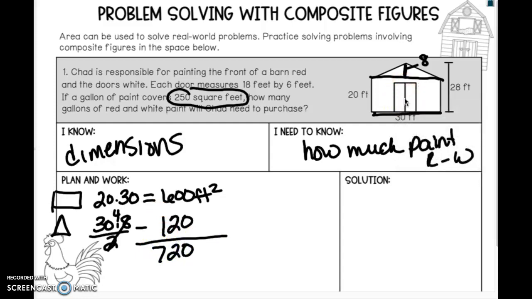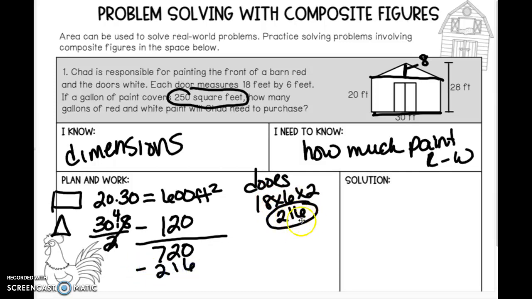So let's find out what the doors are. Each door is 18 by 6, and we have 2 of them. So let's find the doors. I'm going to write that down. 18 by 6, and then we have to times that by 2 because there's 2 doors. So that's 18 times 6 times 2, so 18 times 12. So the doors are 216. So if we make that 216 for the white, we know 250 will cover, so we only need 1 gallon of the white.